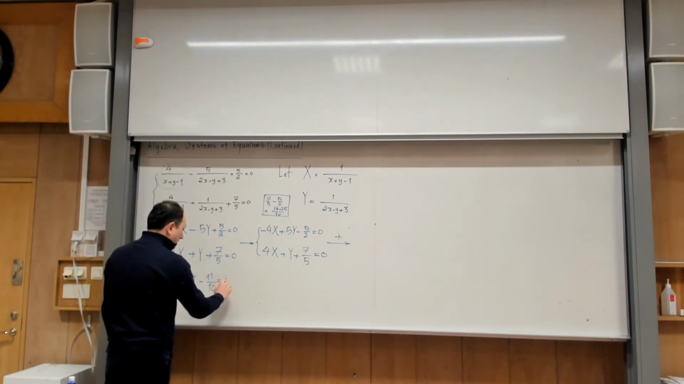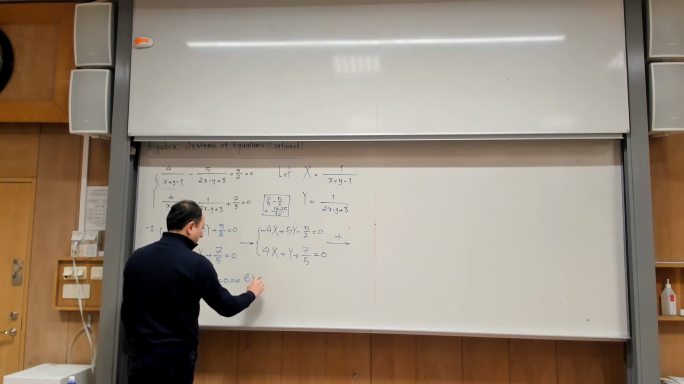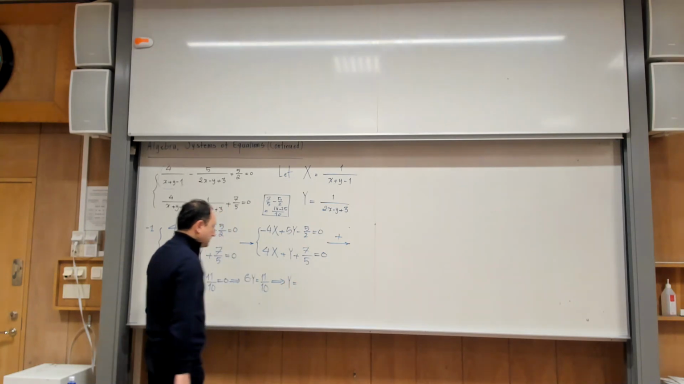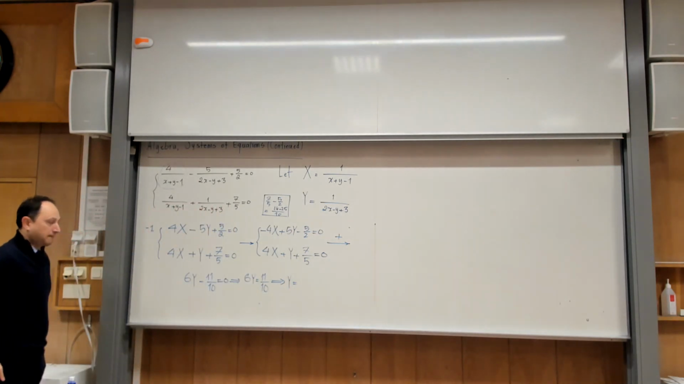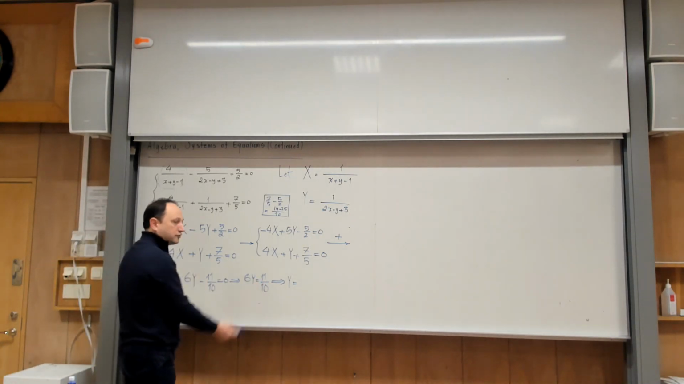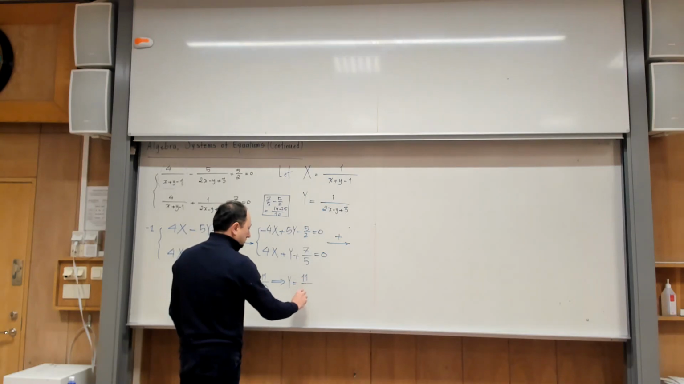So, and then I move 11 over 10 to the other side. 6y is 11 over 10. Then I want to make y alone. Can you do it in your head? What is the answer for capital Y? It's 11 over 60. Because when I divide a fraction by a number, it means that I multiply the denominator by that number.